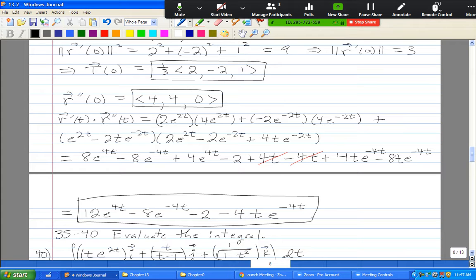Except for one stupid thing. T times t is t squared, which means those do not combine.